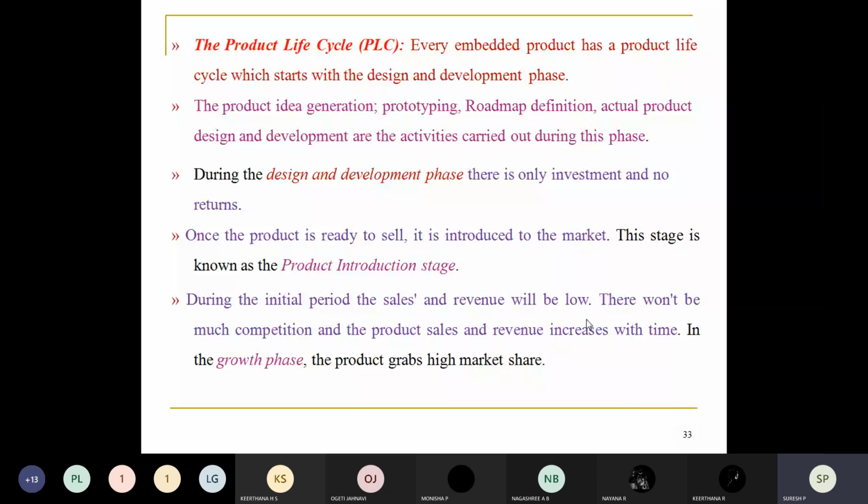So when you are going to have the product life cycle here, first you have to do the prototyping, because we have not developed any prototype or any product yet. Prototyping is nothing but what? It's a simple product.